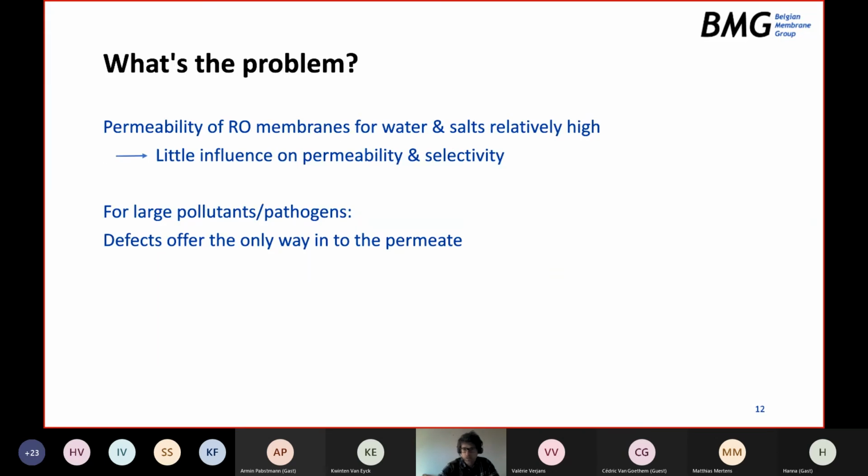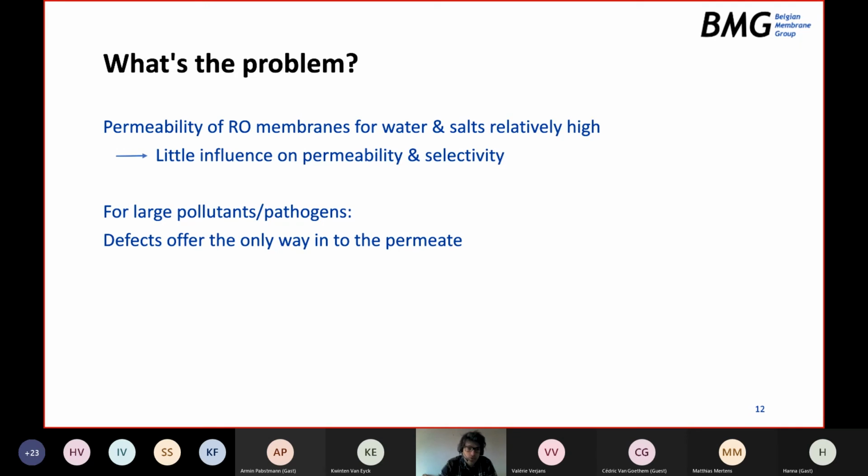Now, is it actually a problem that there are some defects in membranes? For RO membranes, for instance, those membranes are already relatively permeable for both water and salts. And so if there are sparse defects, there's actually very little influence of those defects on the permeability and selectivity of the membrane. You can actually tolerate quite a few defects without any noticeable influence on the permeate quality.